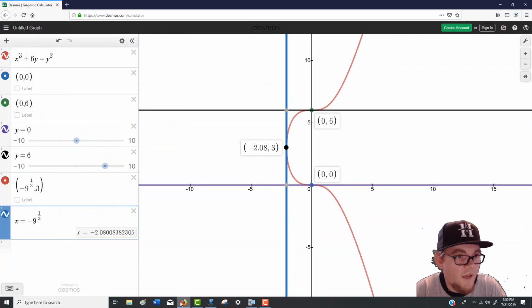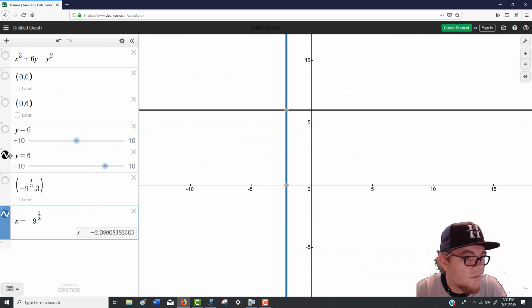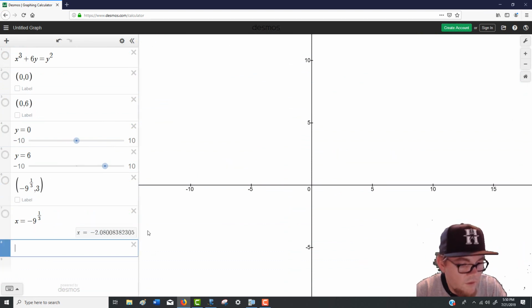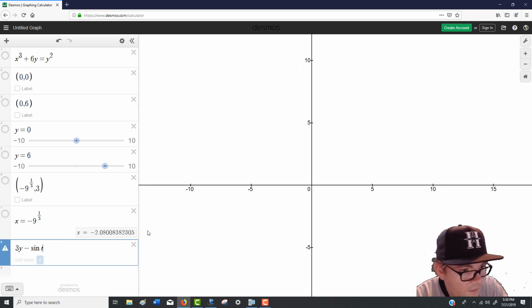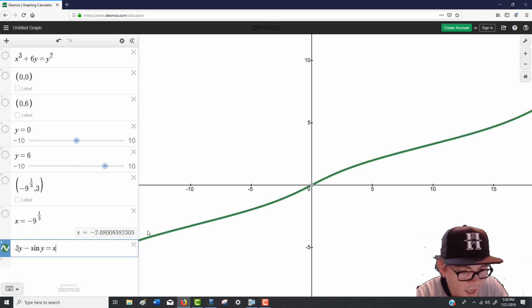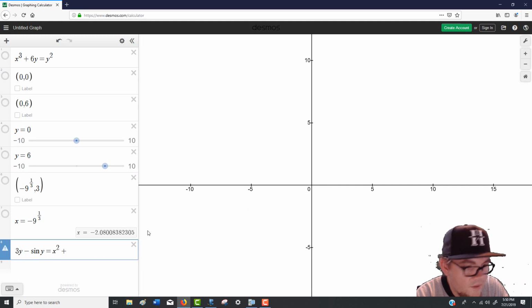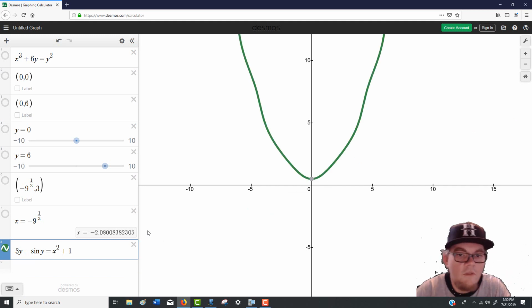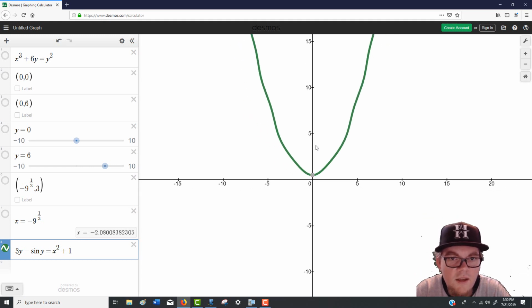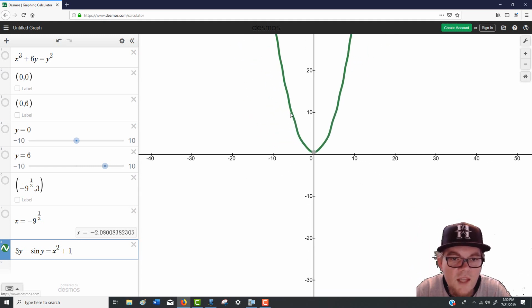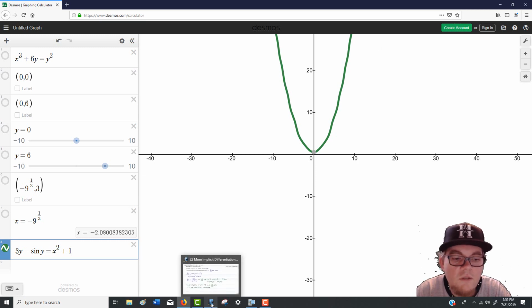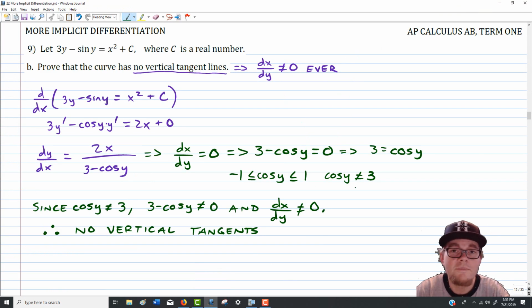And in fact, if we check really fast here, I've got to turn off all these functions, all these pieces. We have 3y minus sine of y equals x squared plus, let's just give it a number, plus 1. If you look at this thing, is there ever a vertical tangent line? No. Look at that. It's just kind of slanted the entire way. It's decreasing on the left, increasing on the right. Looks like for sure there's never a place where there's a vertical tangent.